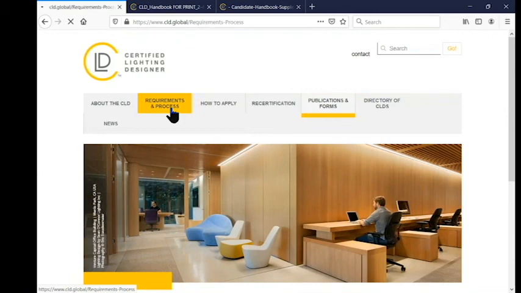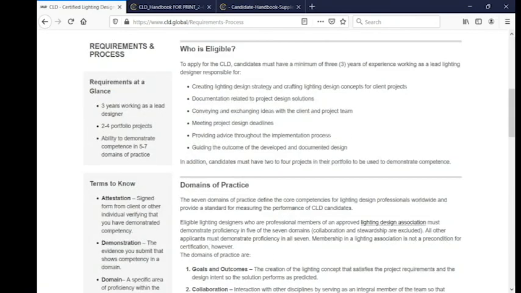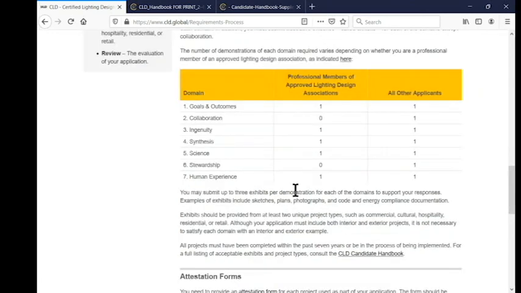Yes, there is. Basically, we come to this table on the web page, and you'll see that the collaboration domain and the stewardship domain are treated as being okay if you pass those, if you're a member. So effectively, you only have to worry about 5 domains, not 7 domains. So it makes life a little bit easier.